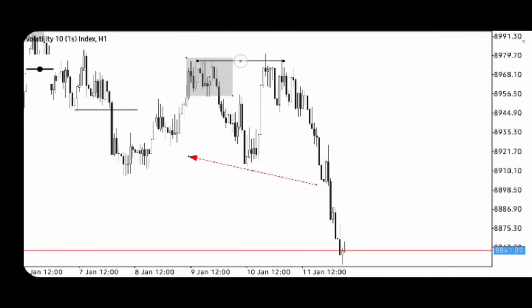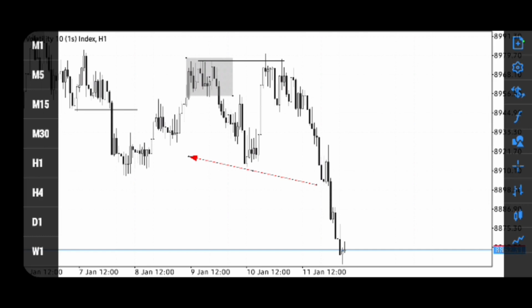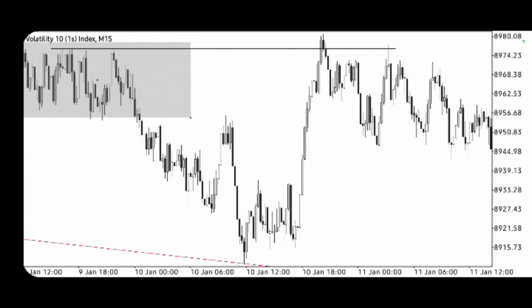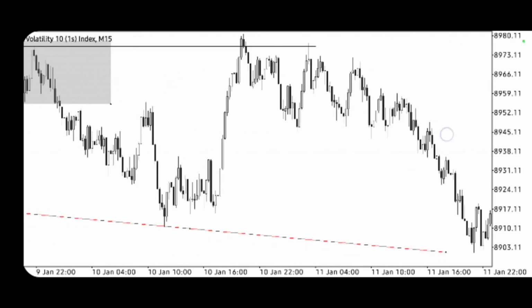So after having this hunt of liquidity, what is the next thing? I didn't really enter at that place. So let's go into our 15 minutes where I picked my entry. Okay, I picked the entry from the 5 minutes time frame, but let's just go to the 15 minutes time frame and see what happened there.